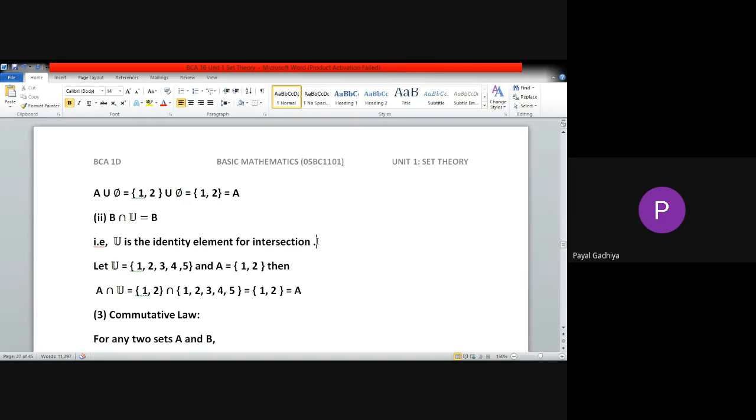And so the universal set is the identity element for intersection. Here we have an example. Universal set is 1, 2, 3, 4, 5. Set A is 1, 2. Now if I'm finding A intersection universal set, it means 1, 2 intersection 1, 2, 3, 4, 5. For intersection we are taking common elements only, and here the common elements are 1, 2. That means this is set A.